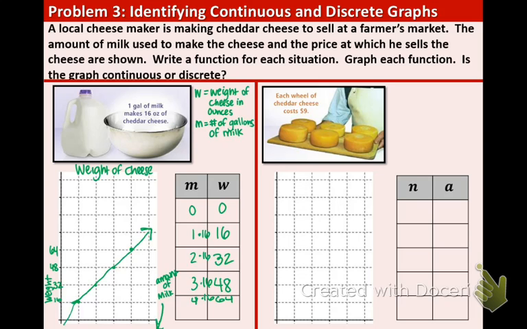We have our points connected, and it's not supposed to curve like that in the bottom corner. My computer's just malfunctioning. So anyways, is this continuous or not? Yes, it is continuous because any amount of milk makes sense. So we're going to connect the points and call it continuous. Any amount of milk makes sense.